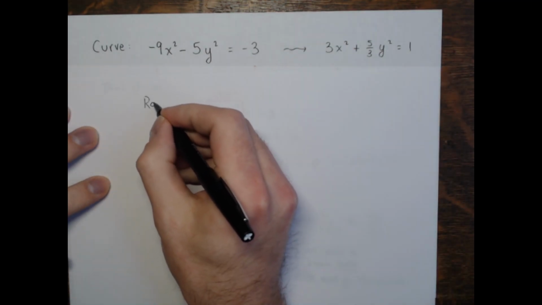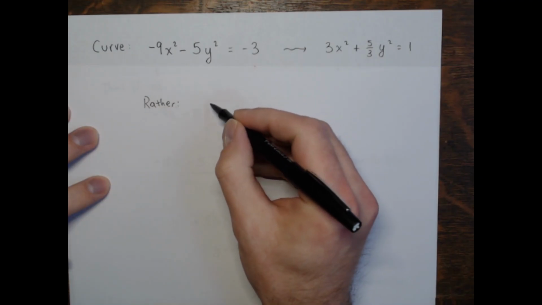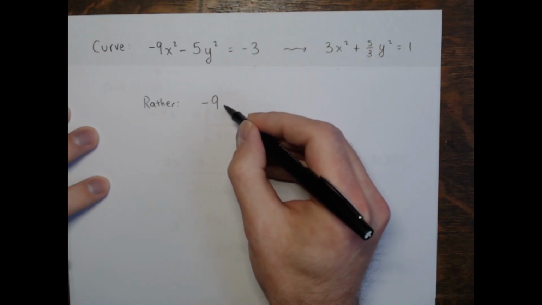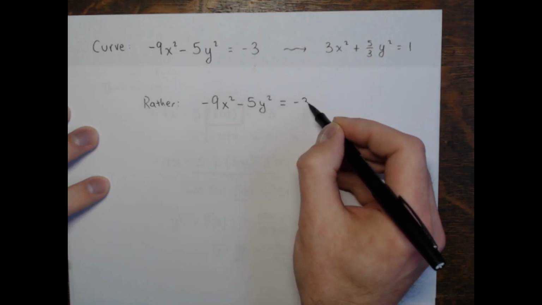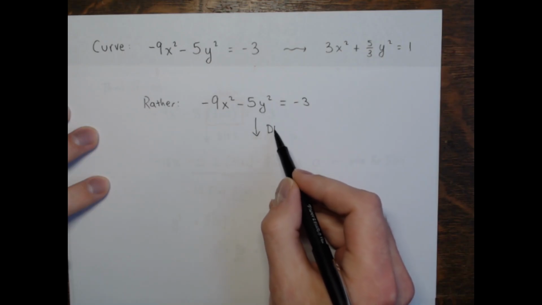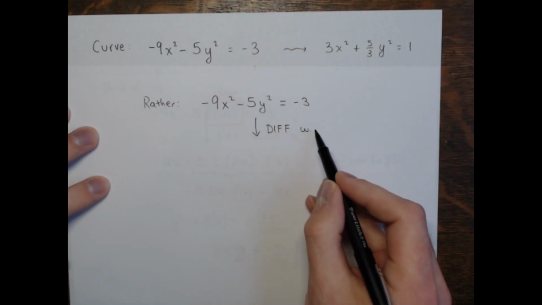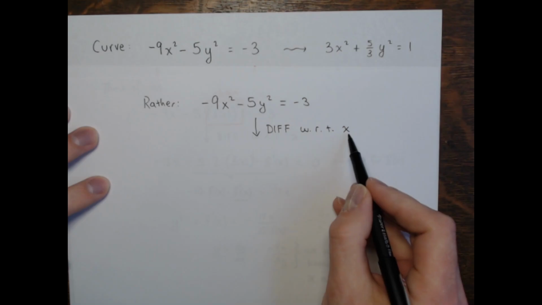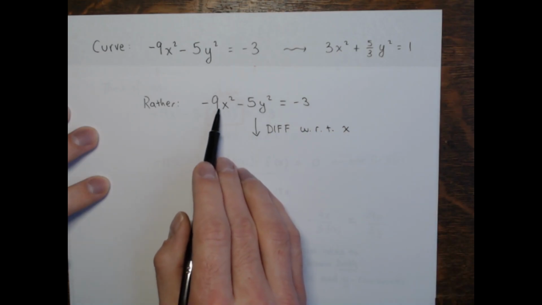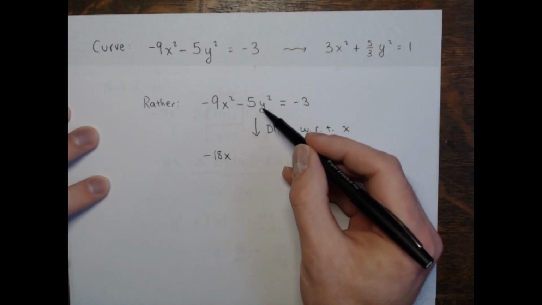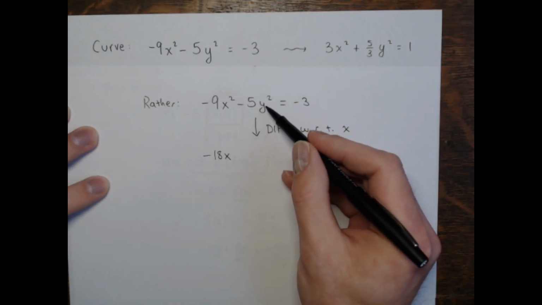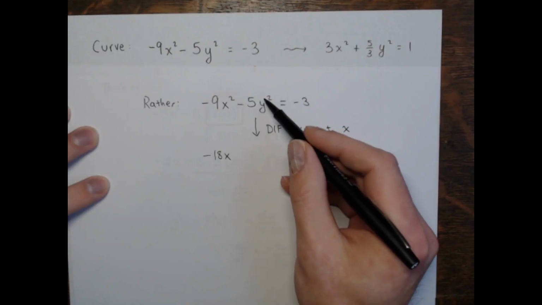So rather than do all that, I would rather just leave it as y. So you got -9 times x squared minus 5 times y squared equals -3. And then do the same thing I was doing earlier, differentiate both sides with respect to the independent variable x. First term has just x's in it, so -18x. Then the second term has this y variable. Again, y is some function of x, something with x's in it, and it's being squared. So I need to do the chain rule here.